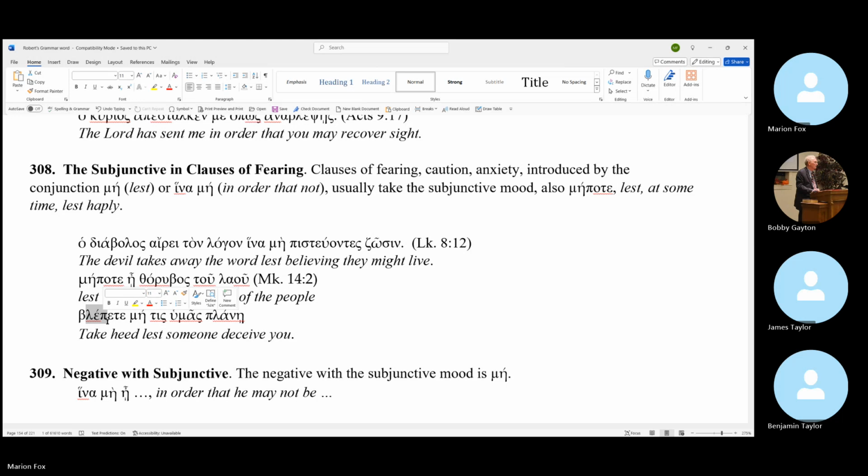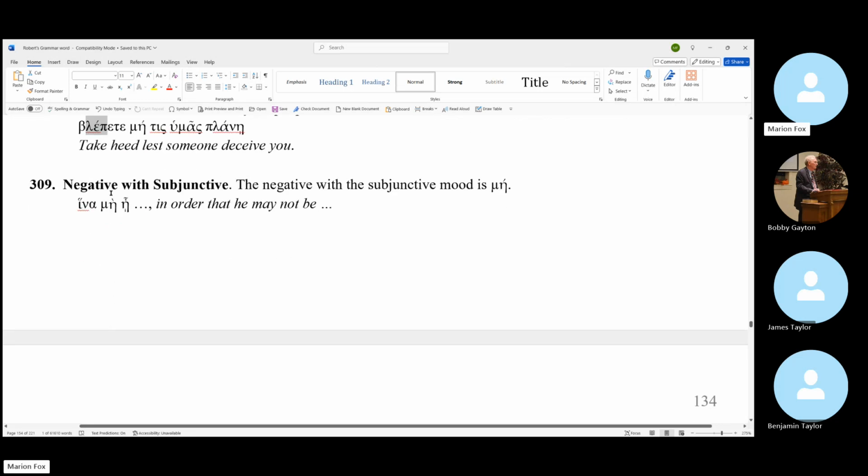Okay. All right, the negative with the subjunctive. The negative is going to be me. It's always me. And then, of course, we got the being verb, but he may not be. So he not me, a. And I don't know, they must have pronounced this differently than just a, because there had to be some way of distinguishing it.